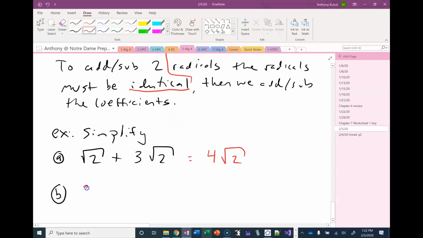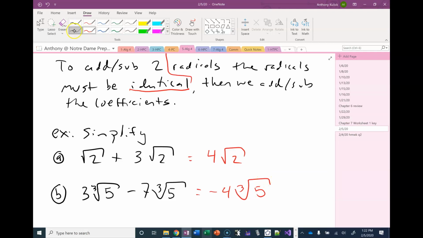So what if I have 3 cube roots of 5 minus 7 cube roots of 5? What does that give me? Negative 4 cube roots of 5. Good. Everybody okay there?